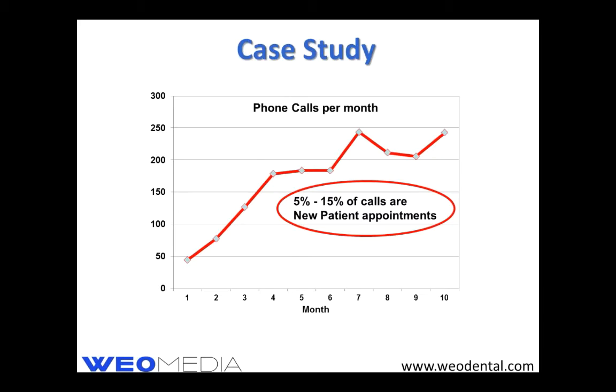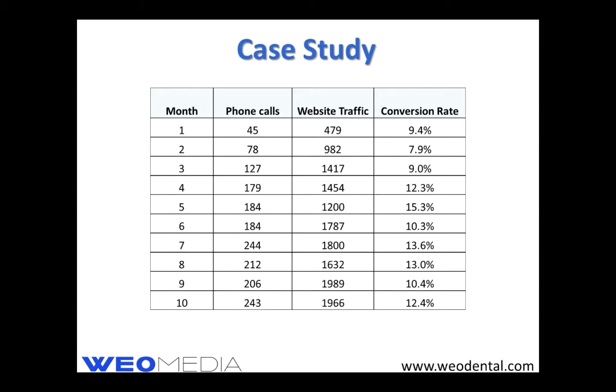Another thing we found here is that usually between 5% and 15% of these calls are going to be new patient appointments. So if we see 100 phone calls in a month, we're thinking, yeah, there's probably 5 or 10 new patients that got scheduled, and there may be as high as 15, but usually 5 to 10% is pretty typical. So in this case, when we see 200 phone calls a month, I'm thinking, okay, these guys are probably getting 15, 20, 25 new patients a month, something like that. And that's exactly what they were getting. So they had a really good result. And I'll show you their summary in a minute here.